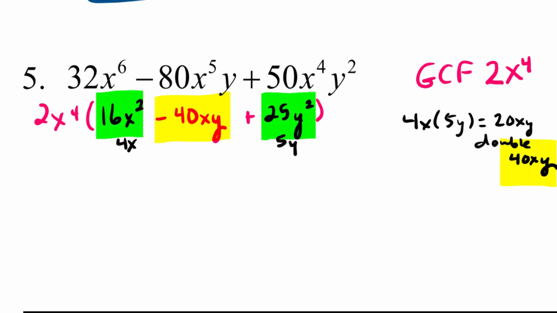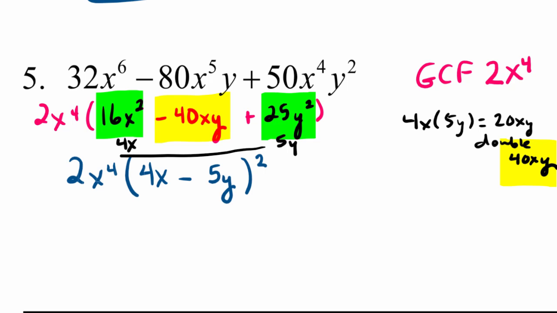So that means we can factor this. Our 2x to the fourth, don't forget your GCF. And now the binomial is going to be 4x minus 5y, squared. And don't forget the y in that last term. Sometimes students forget that. They get all excited to factor and then they forget the y at the end. I hope this helps.